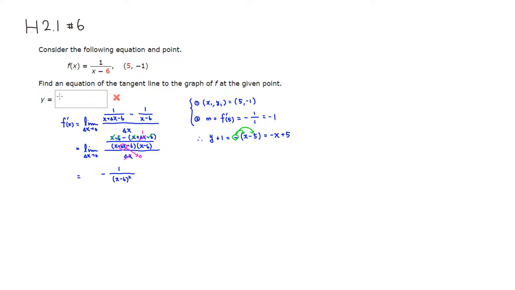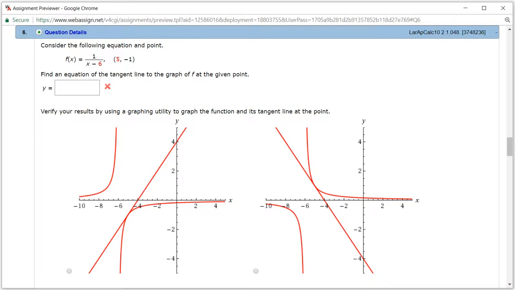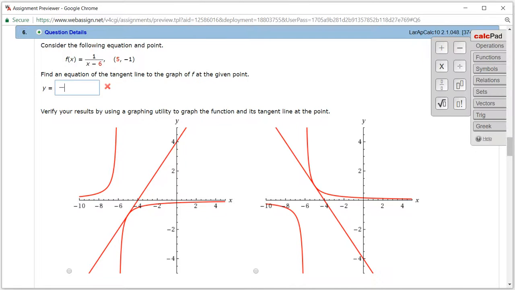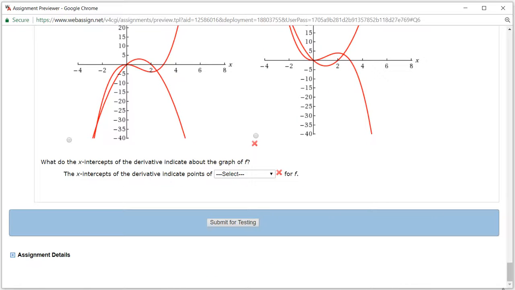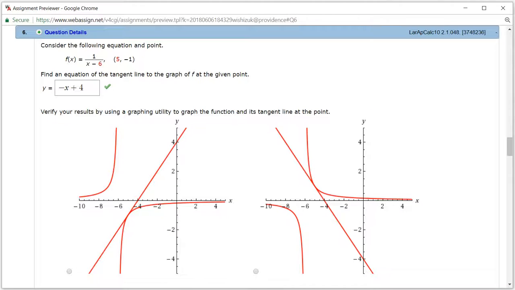Since we need to write it in y equals form, I need to subtract 1 so that y is by itself. Then you have negative x plus 4. So let's type it in. We got negative x plus 4. Let's check the answer. Submit for testing. It came back and looks like we got the equation of the tangent line correctly.